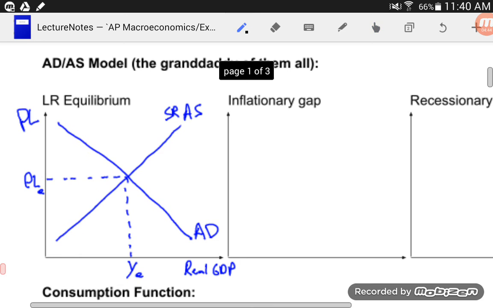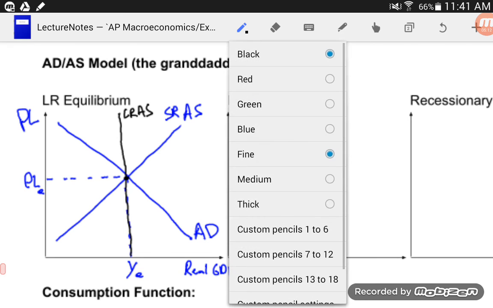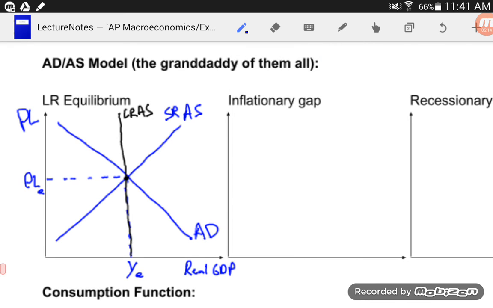And so what that looks like, because long-run aggregate supply is just an amount, it's the total amount of stuff we could produce, it's a vertical line. And because we are in long run equilibrium, that would imply then that the short run equilibrium is at the long run aggregate supply curve. Now, we won't necessarily stay there. A lot of things can change.